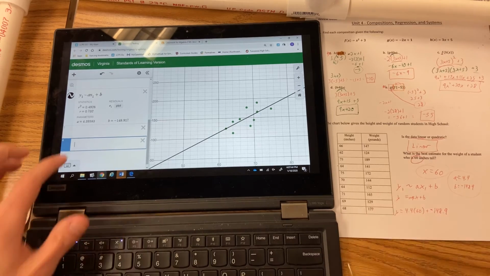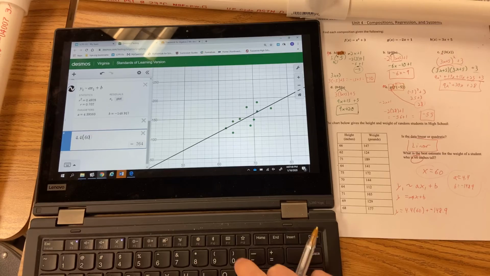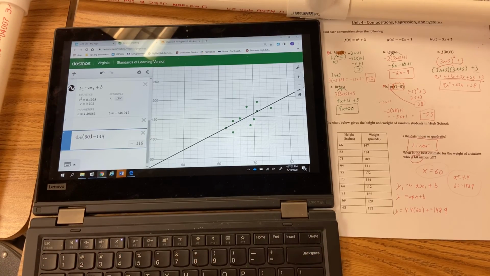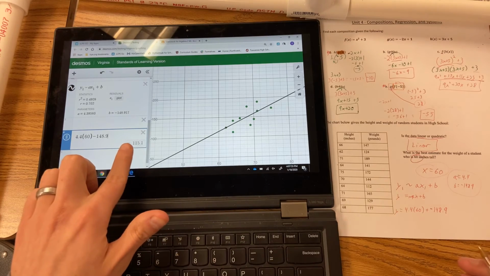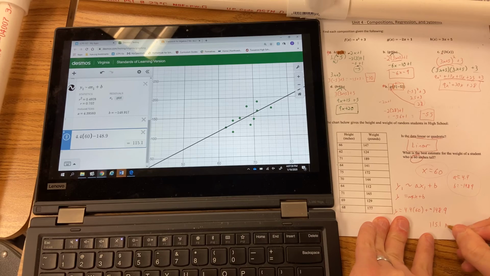So you plug in the a, you plug in the b, you plug in the x, which was 60. And you just go here, 4.4 times 60 minus 148.9. And it's 115.1 pounds. There you go.